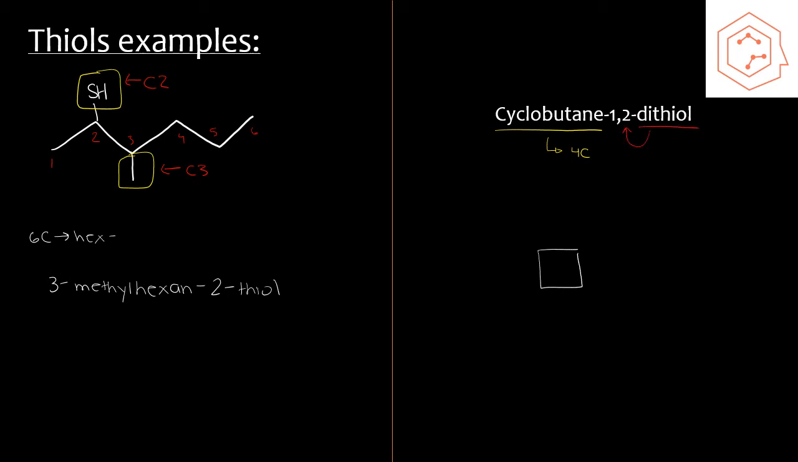They are at position 2 and 1. So I'm going to start numbering the carbon ring from this corner over here in the clockwise direction. So at carbon 1, we would draw one sulfhydryl group, and at carbon 2, we would draw the second sulfhydryl group. And there we've assembled the structure for cyclobutane 1,2-dithiol. And that is everything for today's lesson.